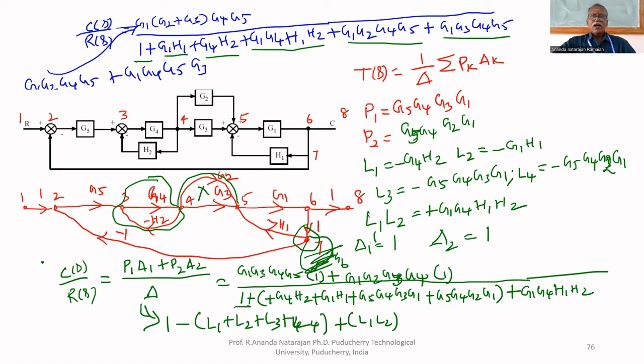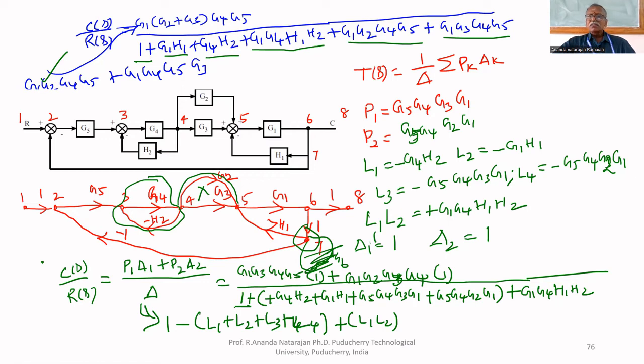Numerator, G1, G3, G4, G5 is there. G1, G2, G3, G4. G1, G2, G3, G1, G2. Something wrong. P1 is G5, G4, G3, G1. P2 is G3, G5, G4, G2, G1.